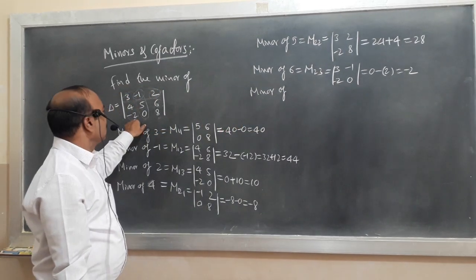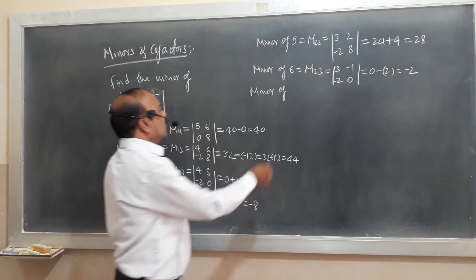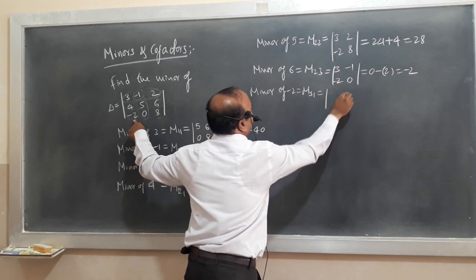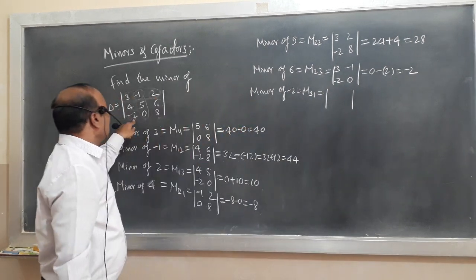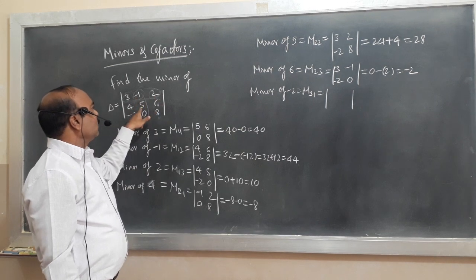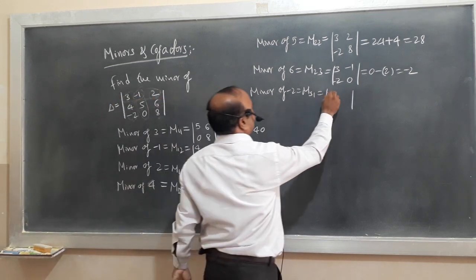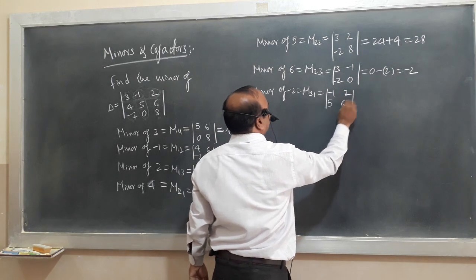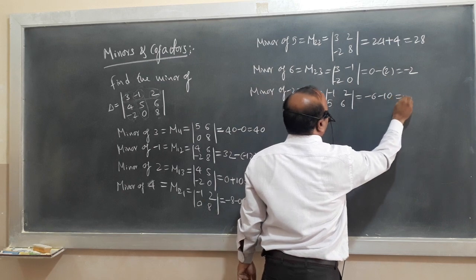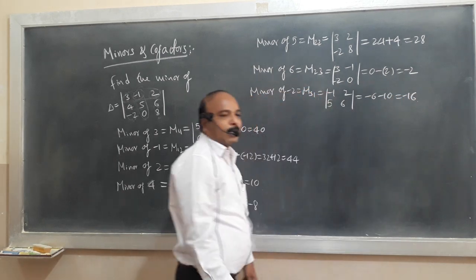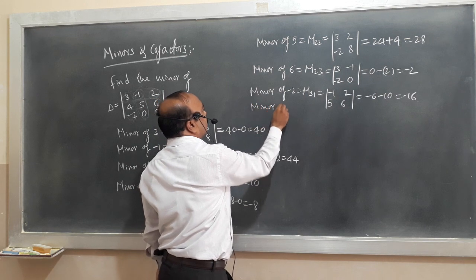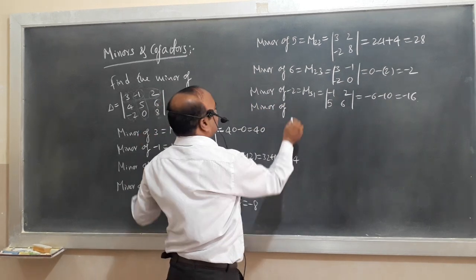Next, we go for the third row, that is minus 2. Minus 2 is the A31 element. Therefore, the minor is given by M31, and the determinant of this is found by deleting this row and this column. We get minus 1, 2, 5, 6. So the answer is minus 6 minus 10. It is minus 16.